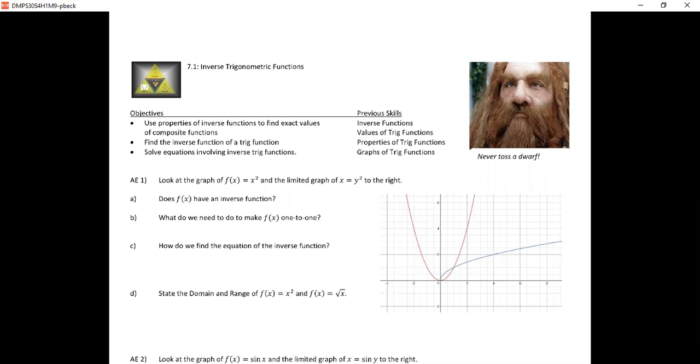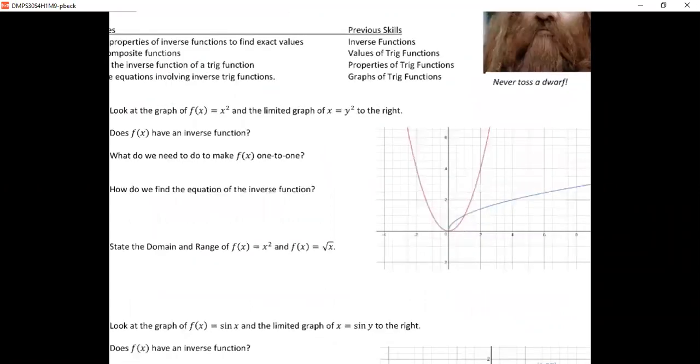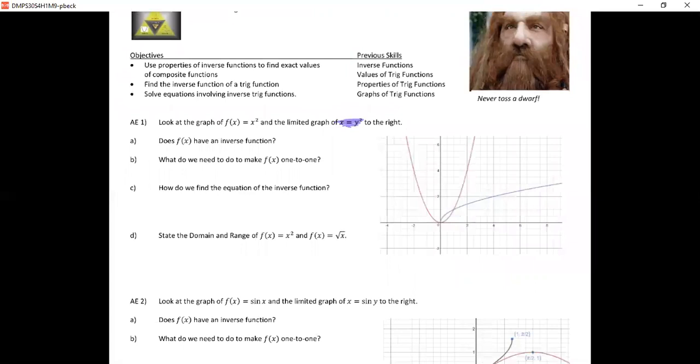So to begin, one of the things I like to do is take a look at the graph of two functions here. We have f of x equals x squared, and we also have x equals y squared, but we don't have all of x equals y squared. We have a limited graph of x equals y squared. That limited graph is going to be the top half of it. So the big question that we have is, does f of x have an inverse function?